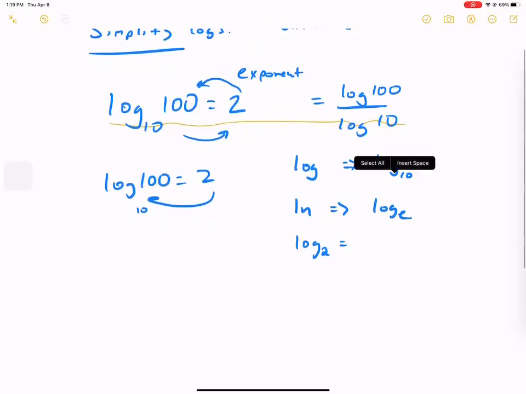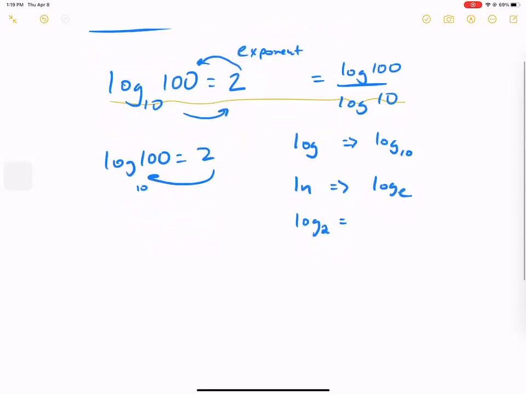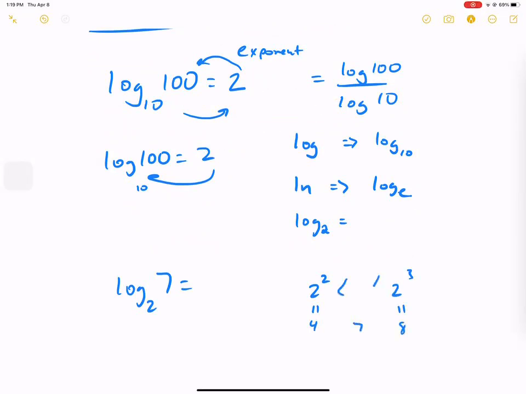Let's take a look at another problem here. What if I write log base 2 of 7? Now, can 2's multiply each other to get 7? If I say 2 squared, we know this is 4. And if we say 2 cubed, we know this is 8. So 7 is someplace between those numbers. So 2 to the x, x is someplace between 2 and 3. So we would say it's 2 point something, right? 2 point something.